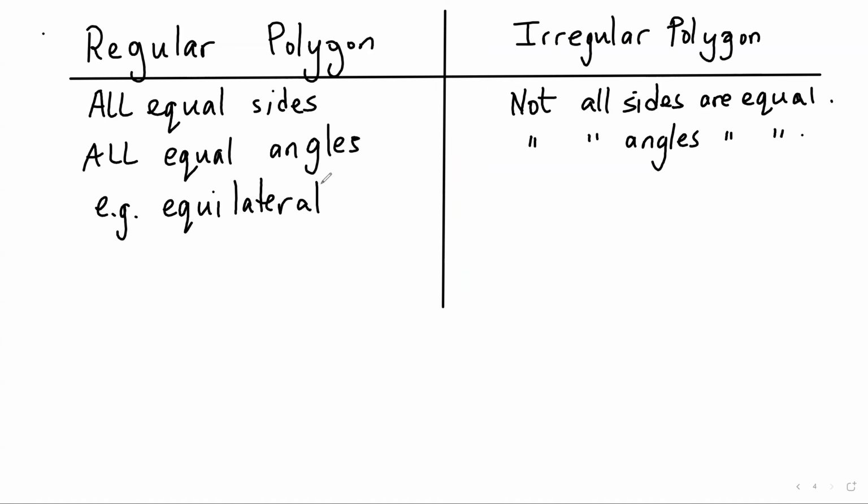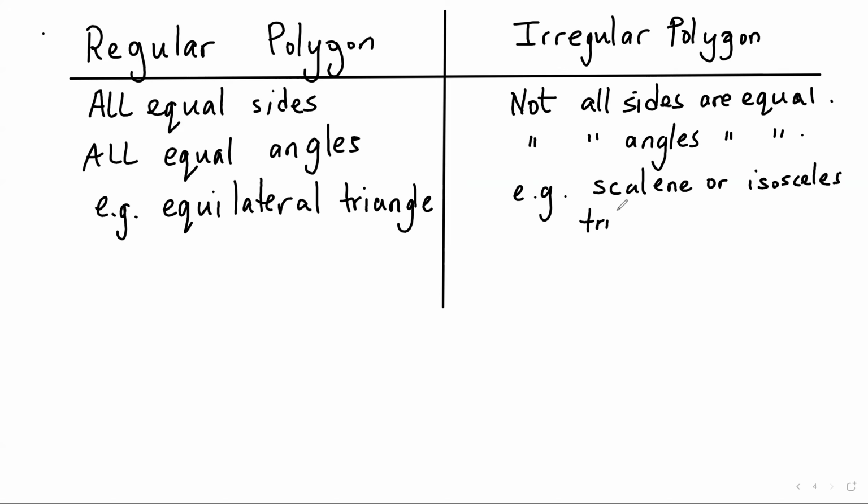And what about an irregular three-sided polygon? What type of triangle would that be? Isosceles. Yeah, isosceles. What else? Scalene, that's right. So it could be a scalene or even an isosceles triangle. Those two would be irregular three-sided polygons, which are definitely triangles. Any three-sided flat shape is a triangle.